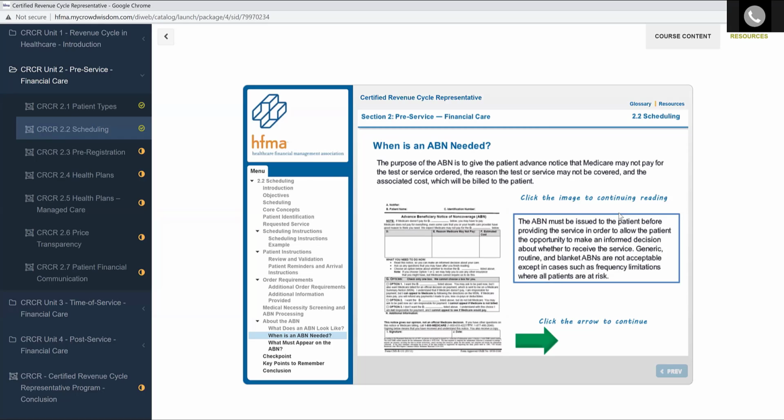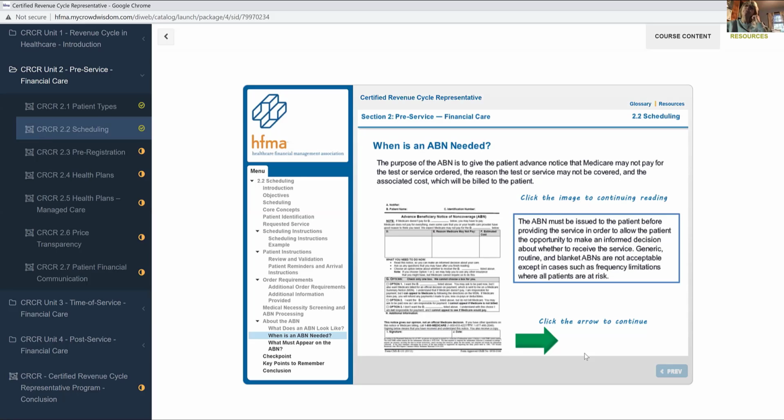To Barbara's point, it has to be this specific form, except in cases such as frequency limitations where all patients are at risk. When ABNs first started, a lot of hospitals just did a blanket ABN and said, Medicare may not pay for this test, sign here. But you can't do that. Every test needs to have the specific cost and the specific reason. It can't be, maybe they're not going to pay.